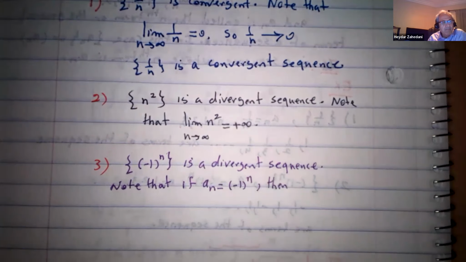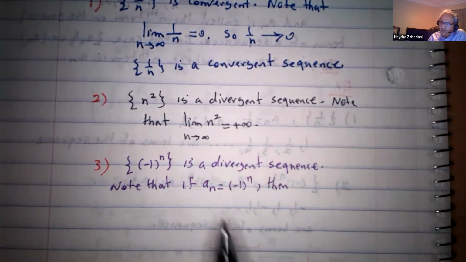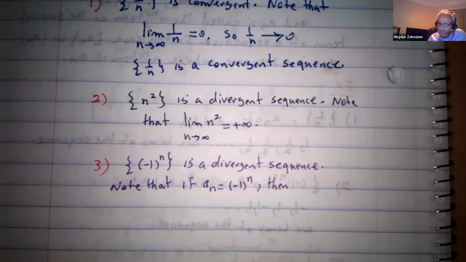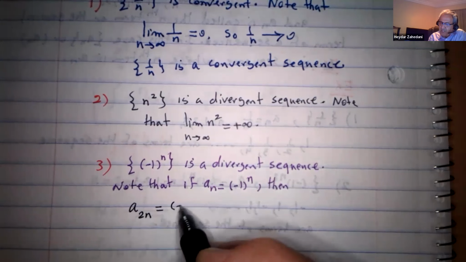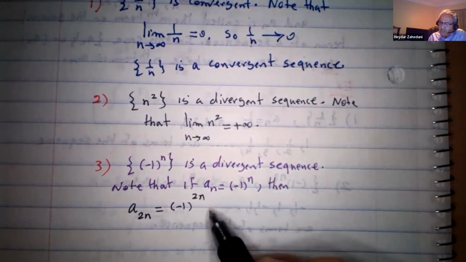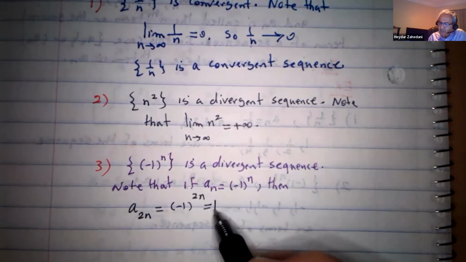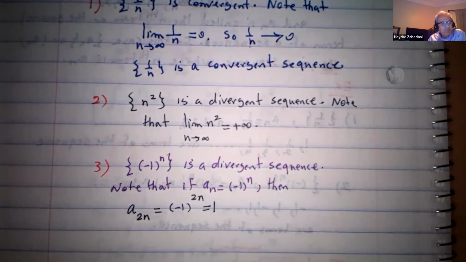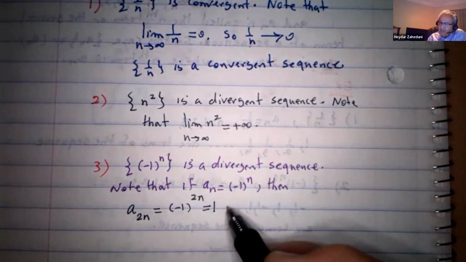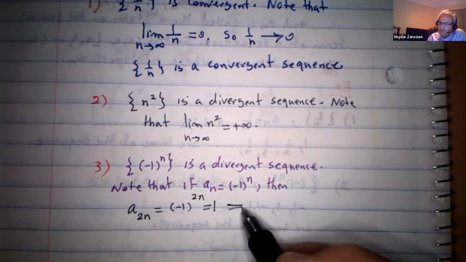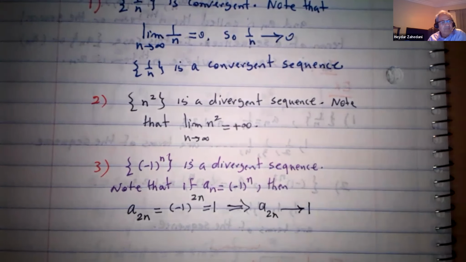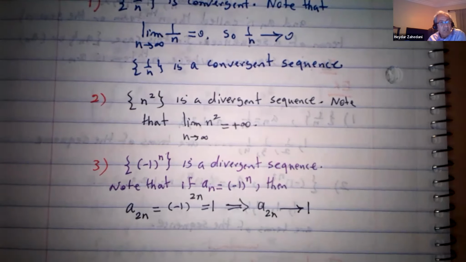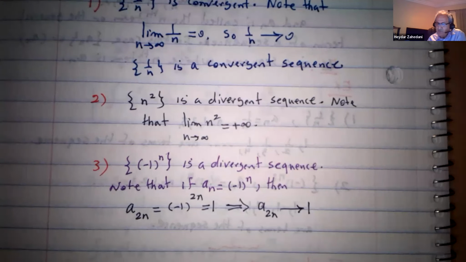Then if n is going to be an even number, you can consider a sub 2n, which is negative 1 to the 2n. 2n is an even number, so this would be 1. This would imply that this sequence maybe converges to 1. So if you're just using the even numbers for n, it seems to converge to 1.